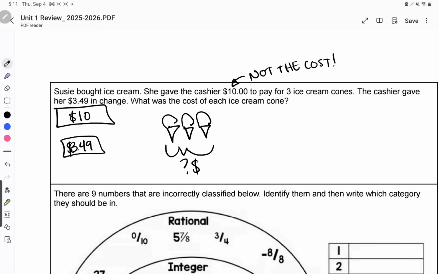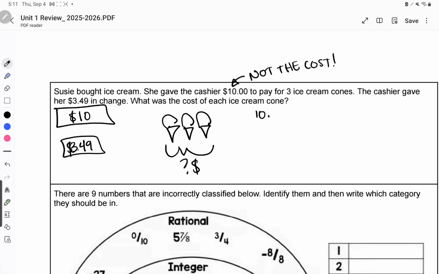It's kind of like when you go to the ice cream store and you give them $20 and then they hand you $2 back. That did not mean that it cost $20. It meant that it cost $18, because you gave them $20, they give you $2 back, so it cost $18. So we have to figure out how much it actually cost her.